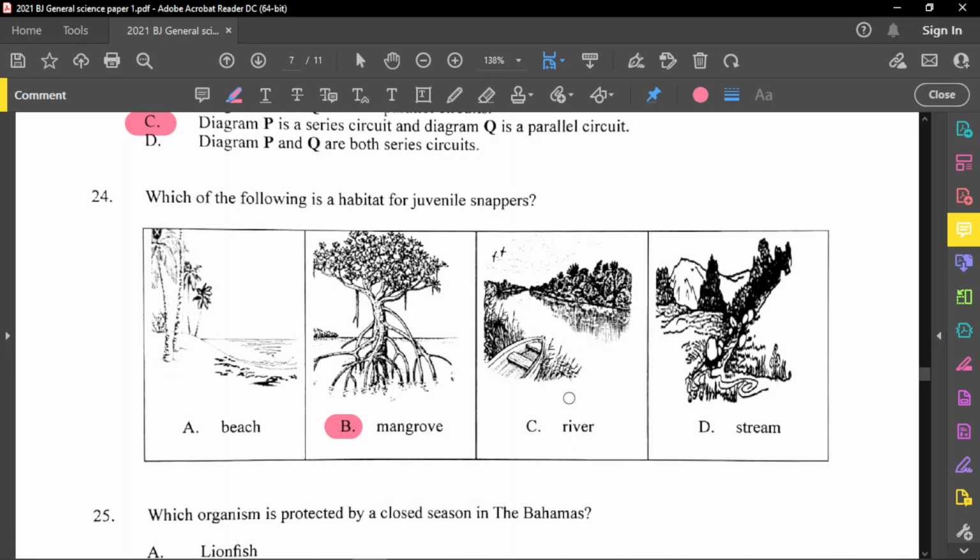River. Do we find juvenile snappers in river? No, because river is freshwater, and snappers are saltwater fish, right? In the stream, same thing as the river. They are freshwater, and so we don't find snappers, saltwater fish, in freshwater at all. So the mangrove is best. As a matter of fact, the mangroves are called brackish water. It is where fresh water and salt water mix. All right, but you find them in the roots of the mangroves, and again the water is salty or partially salty.